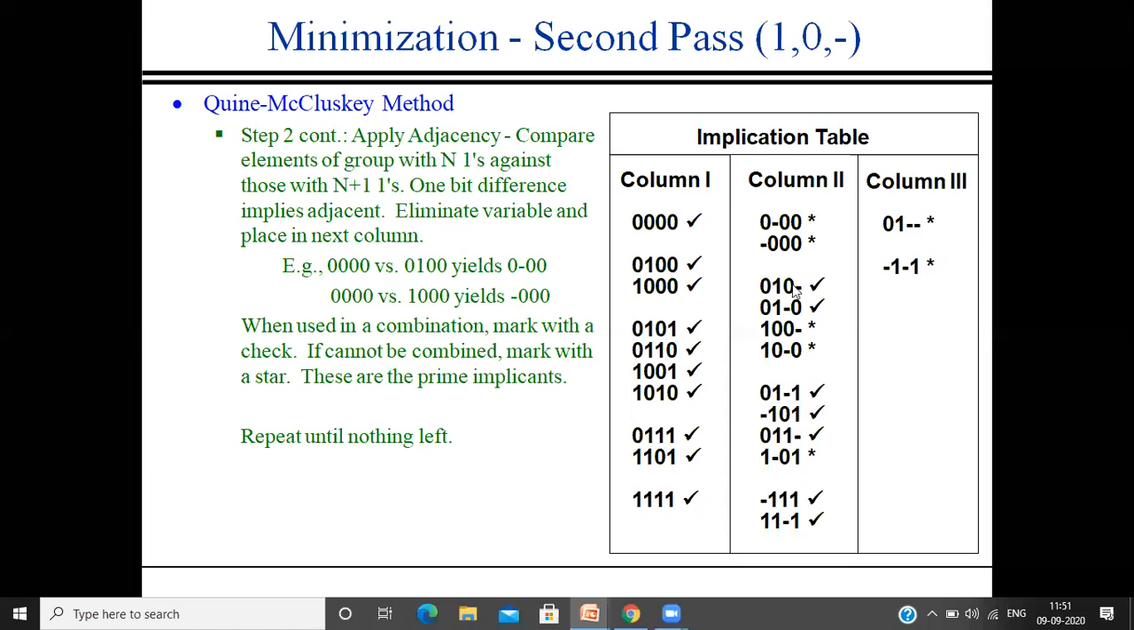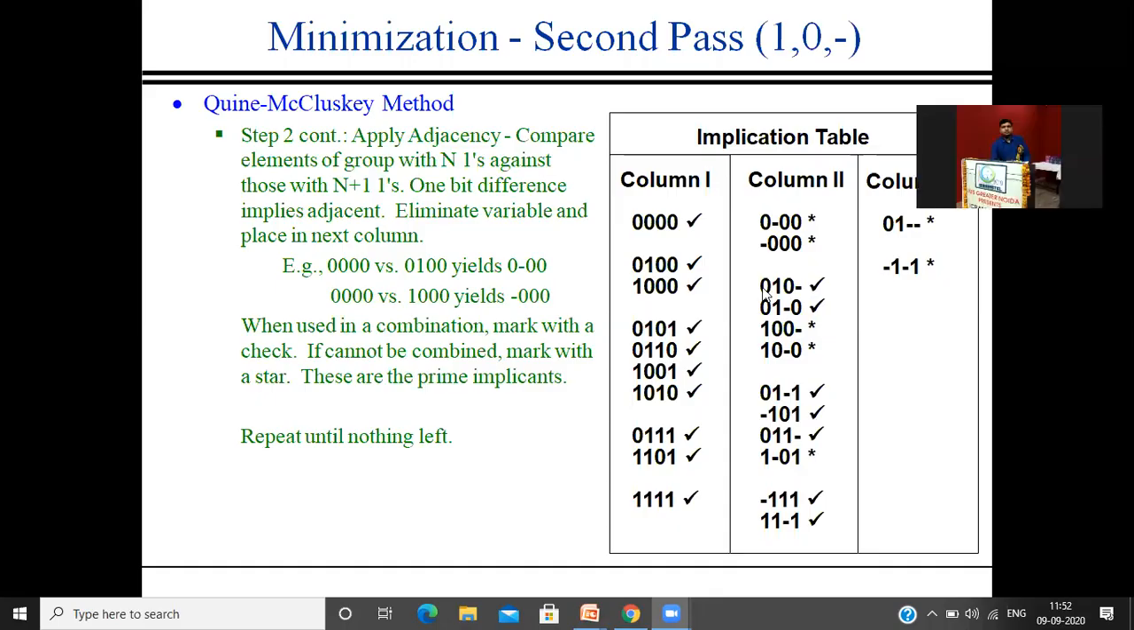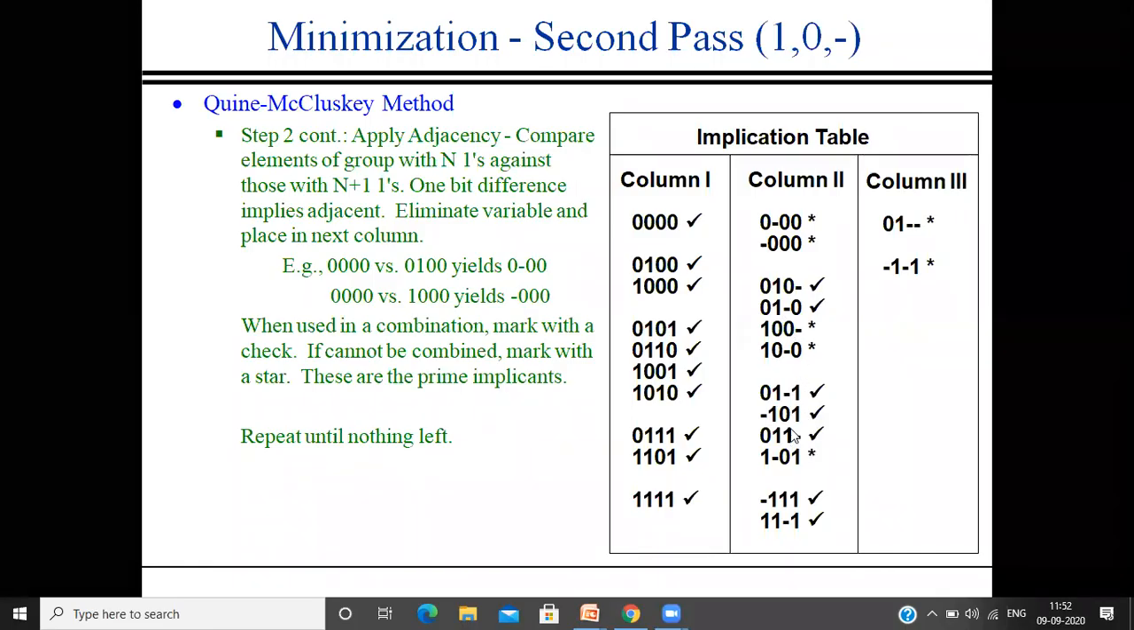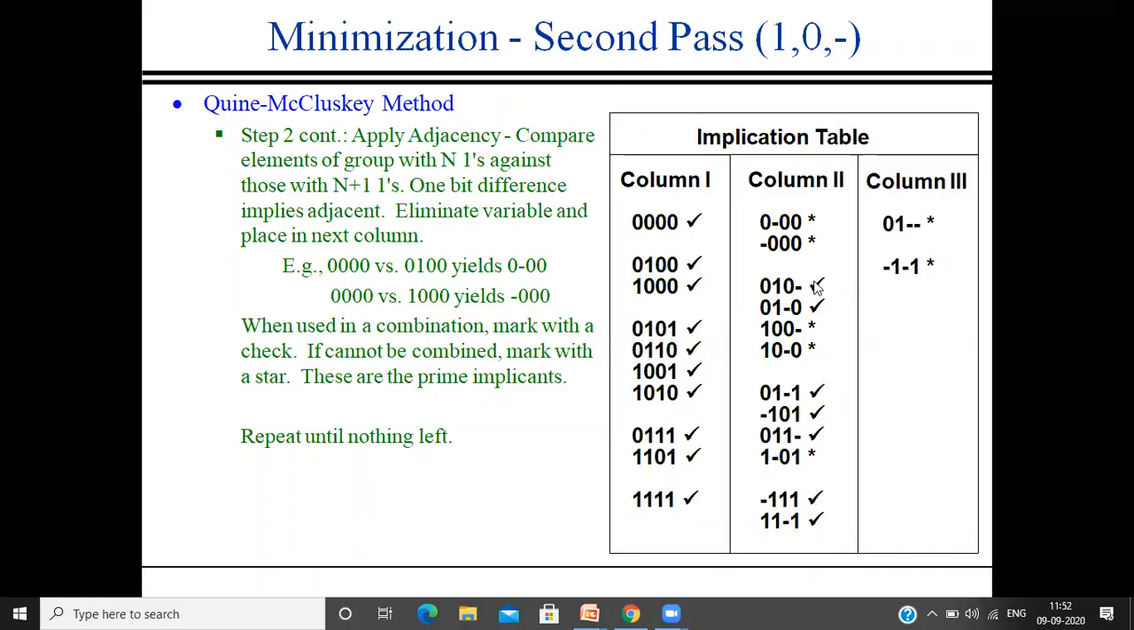Now we have to compare this value with the next group, and this value can be compared. 0 1 0 dash should be compared with 0 1 1 dash, because the dash should be on the last position. So 0 1 0 dash can be compared with 0 1 1 dash, and the value will be 0 1 dash dash, because both these bits are changing. So we have put a tick here and a tick here, and we continue considering the same exercise.